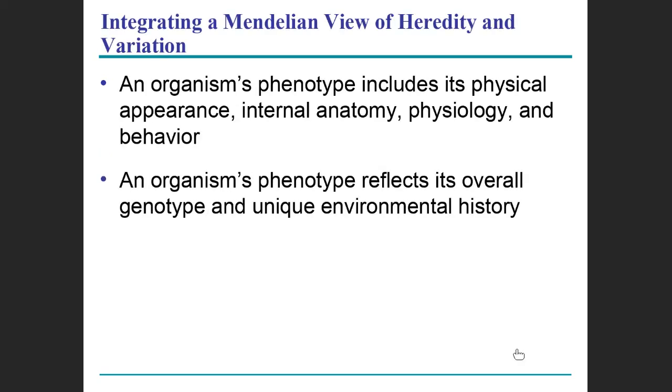An organism's phenotype includes its physical appearance, internal anatomy, its physiology, and behavior. So a behavior is a phenotype, and behaviors are determined genetically, but they can be influenced by the environment. So an organism's phenotype will reflect its overall genotype and its unique environmental history. We're not all exposed to the exact same environment, but that can affect how we behave, right? It can affect various other phenotypes.